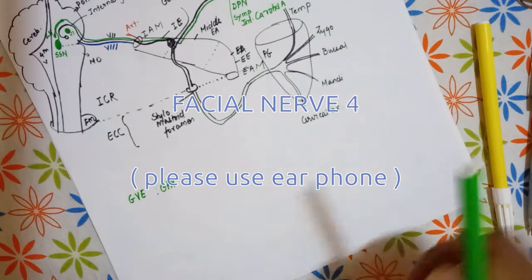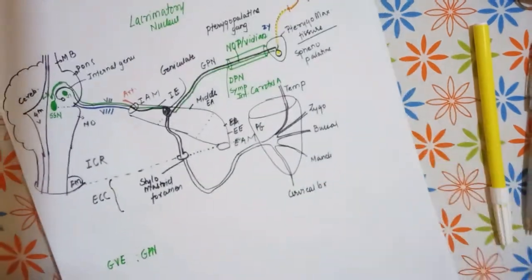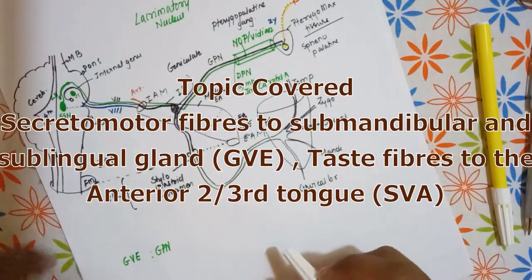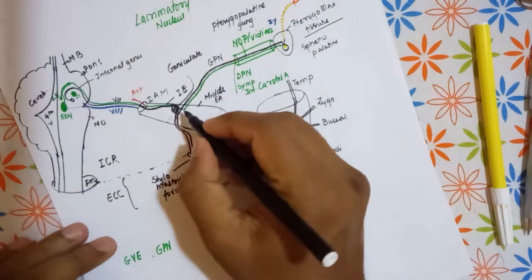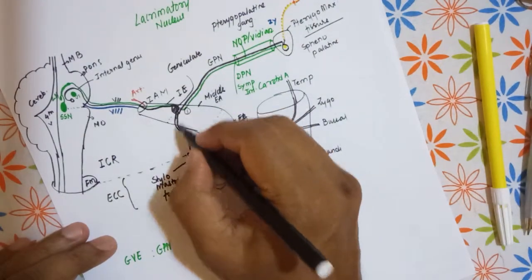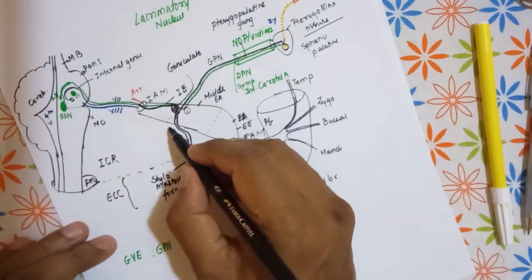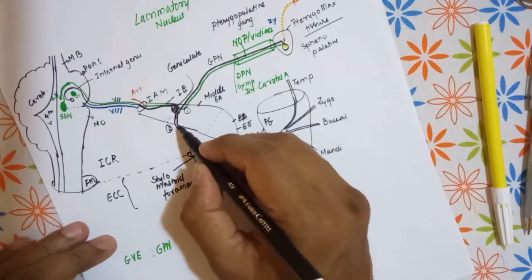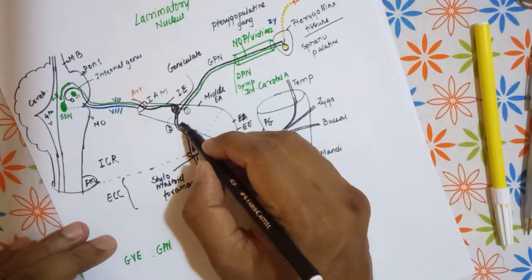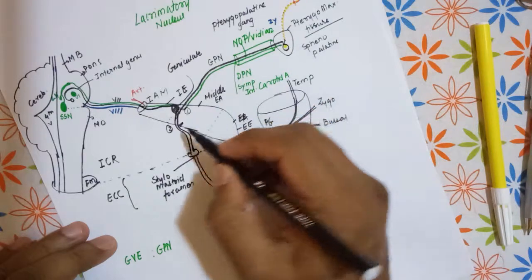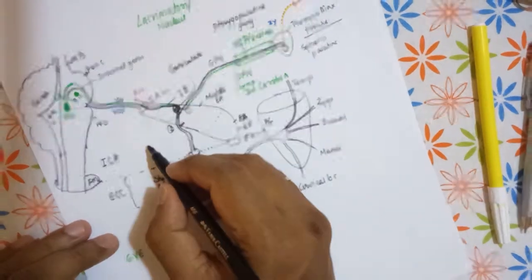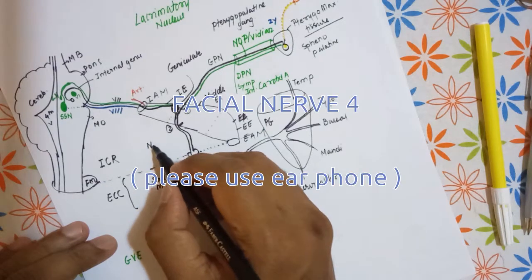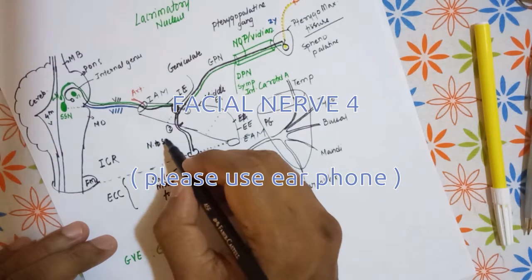Now let us go to the next branch. So the first branch is just after the geniculate ganglion, so I'll give number 1 there. The second branch, number 2, is from the facial nerve to the middle ear. This small branch is called nerve to stapedius.